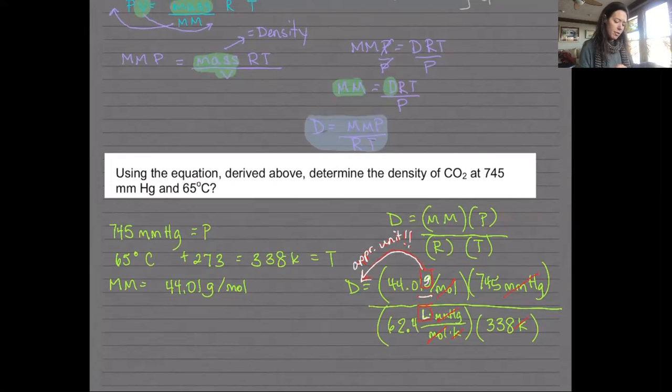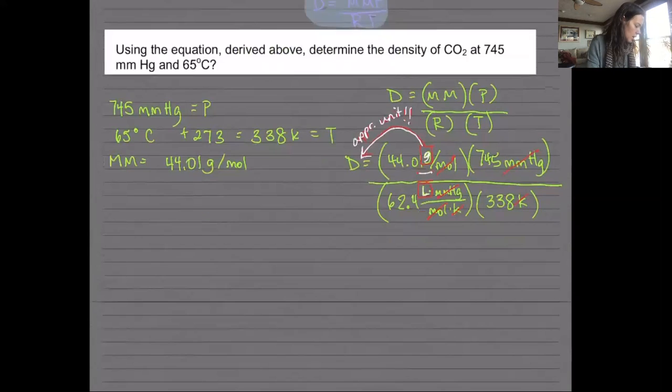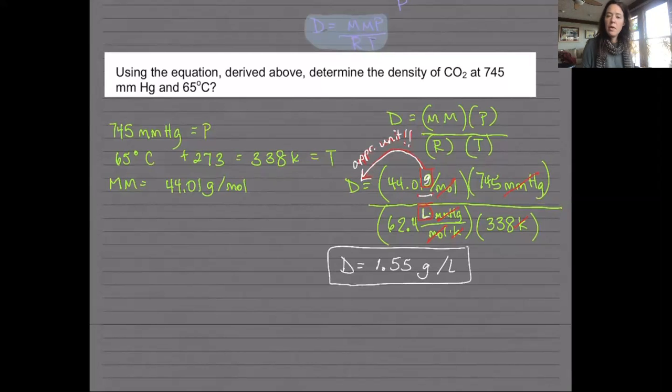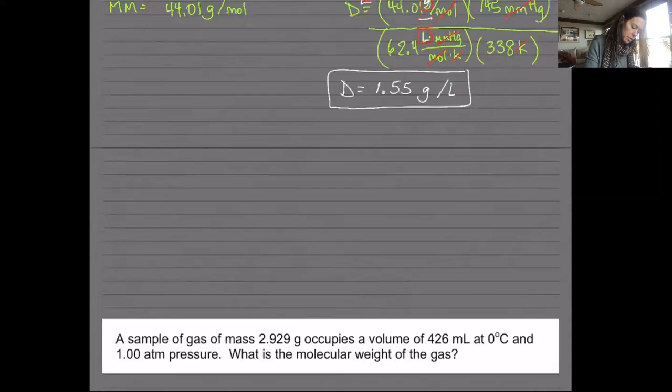Go ahead and do the math. 44 times 745 equals, divided by parentheses, 62.4 times 338, close parentheses. And it looks like we have a density here that is 1.55 grams per liter. Okay. All right, let's go to the last one here.